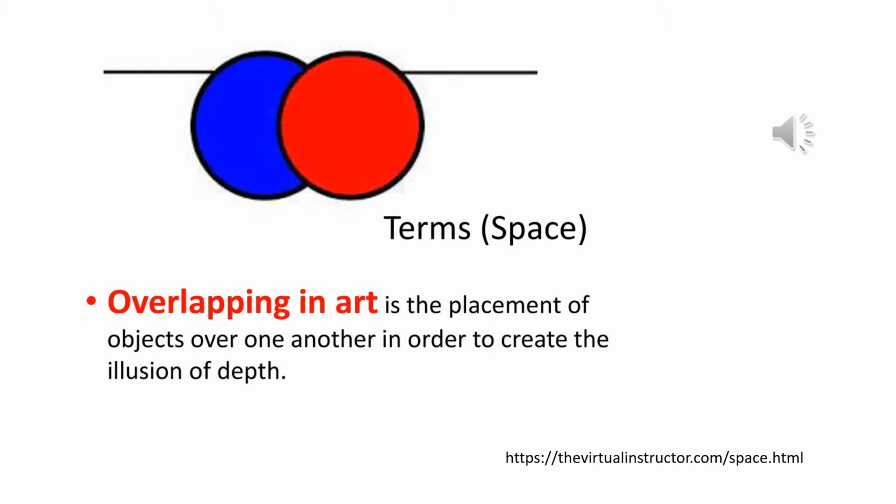Last week, we focused on overlapping. Overlapping in art is the placement of objects over one another in order to create the illusion of depth. We want to continue to use overlapping throughout this 6 weeks as we study ways to create space. This illustration came from a website called thevirtualinstructor.com, and many of the other illustrations we'll be using throughout this unit will come from that same website.